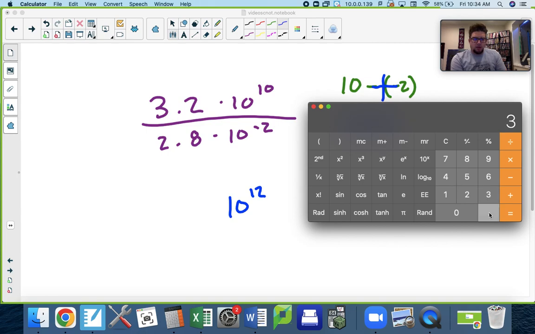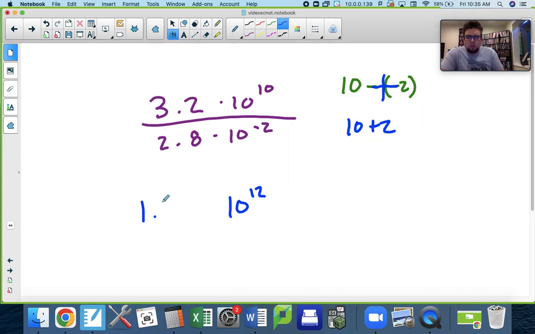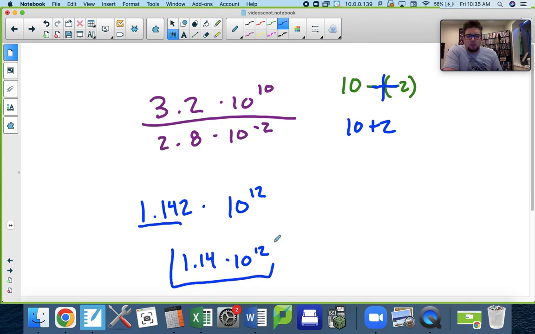Then we're going to let the calculator do the work. 3.2 divided by 2.8. And we get 1.142. Keep 2 decimal places. In this problem, the 2 does not round it up, and we're just left with 1.14. Apologize. Times 10 to the 12. There it is.